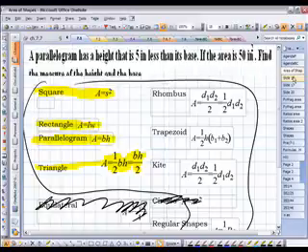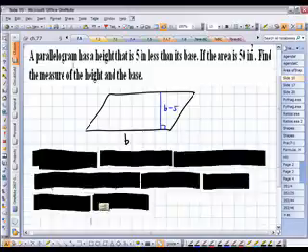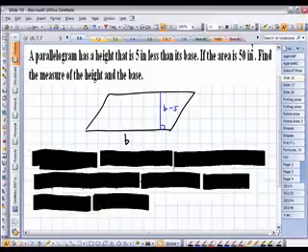Okay, a parallelogram has a height that is 5 inches less than its base. So first thing I do is I draw a parallelogram. I draw in the base and I put a height in. So the height goes from one side and perpendicular to the other. And I make the height b minus 5 because it's 5 less than the base. The area is 50. So given that, we want to find out what the height and the base are.